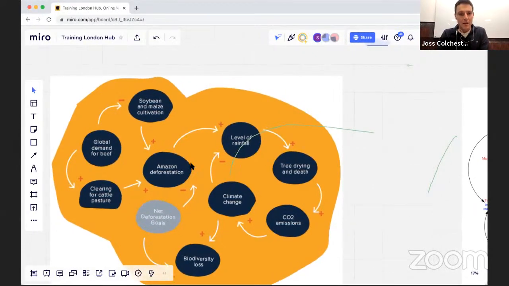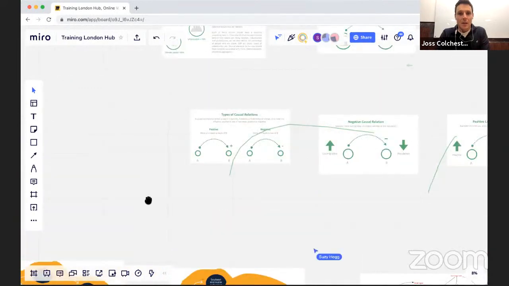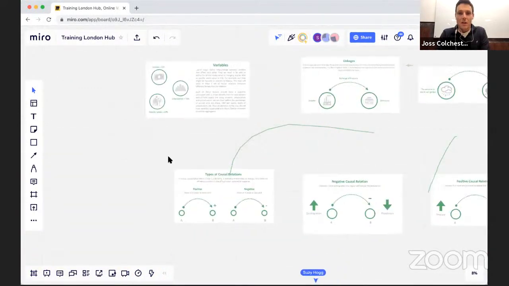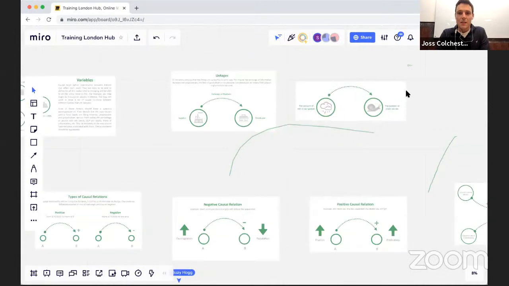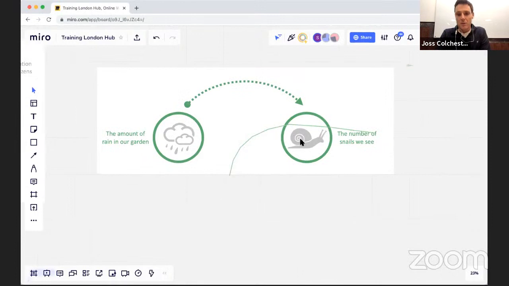But we can see here little pluses and little minuses. So what's that all about? Let's take a look at that. Because we know things may not always move in the same direction, right? We identified that if there's more rain, there's going to be more snails. And if there's less rain, probably going to be less snails. So they're both moving in the same direction. And we call that a positive correlation.